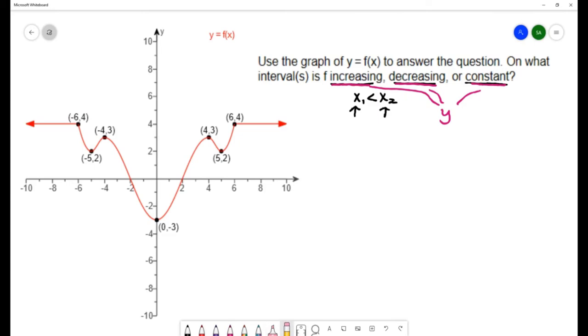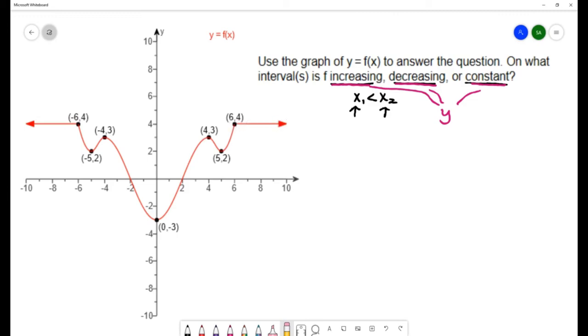So as I trace through this graph, I can see that along this path, the y's are constant, they're not changing. So all of these y values are 4. Then the y values are decreasing along this section, increasing along this section, decreasing along this section, then increasing, then decreasing, then increasing, and then constant.